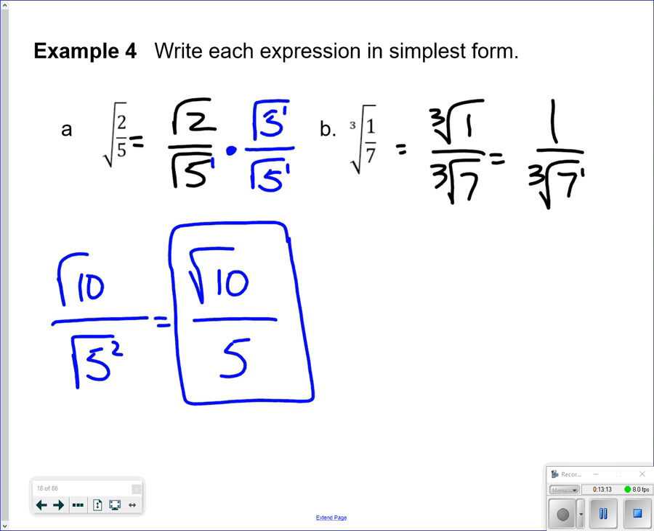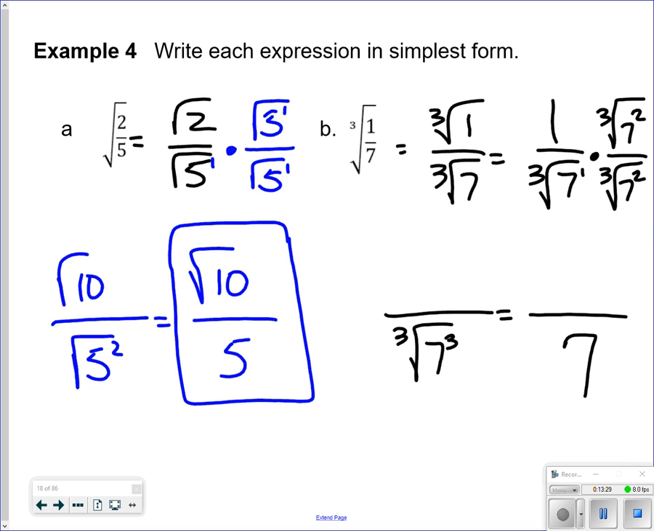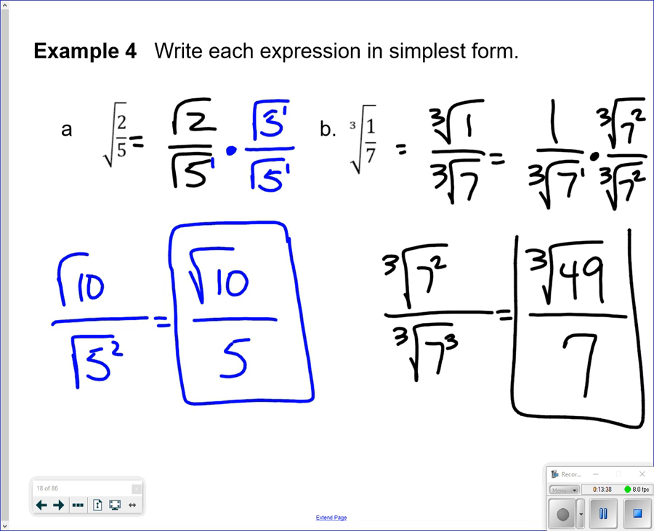I'm looking for a cube root. There's currently 1 7. So I need to multiply by the cube root, and I need to get somewhere where I have enough to get rid of the radical. So I need 2 more 7s. So the denominator is now the cube root of 7 cubed, which is just 7. The numerator at the top is 1 times the cube root of 7 squared, which makes the cube root of 49.